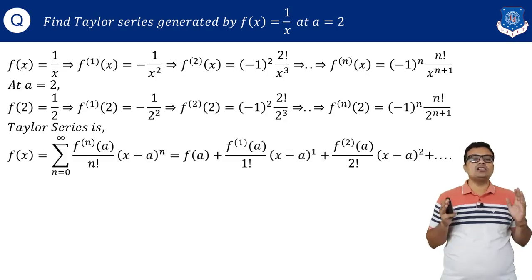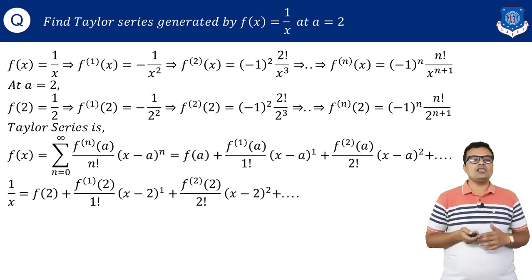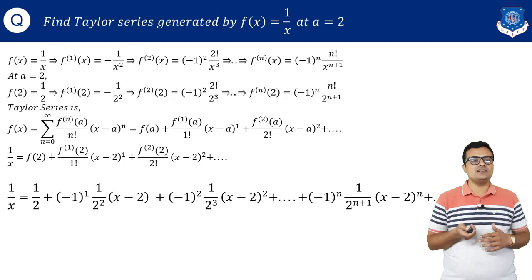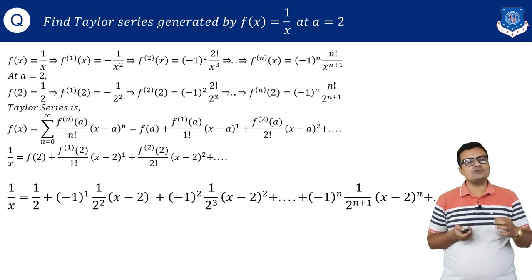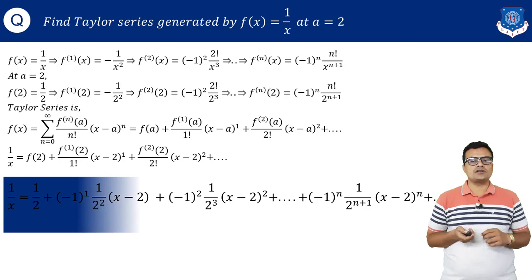Now let me take all these inputs in my Taylor series. So if I take all these inputs in my Taylor series, ultimately it will result into 1 by x as 1 by 2 plus (minus 1) raised to 1 by 2 square into (x minus 2), plus (minus 1) whole square into 1 upon 2 cube into (x minus 2) whole square, and so on up to (minus 1) raised to n upon 2 raised to n plus 1 into (x minus 2) whole raised to n.